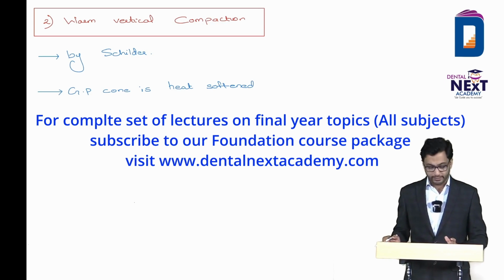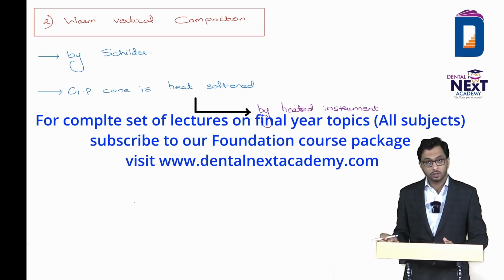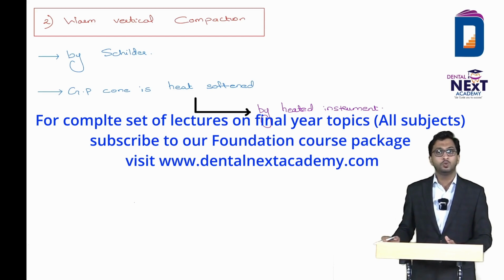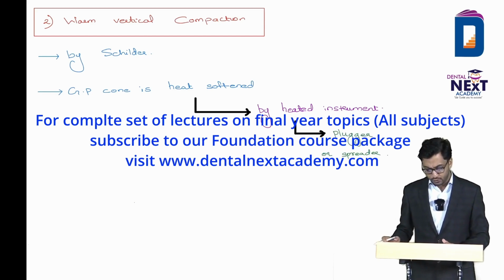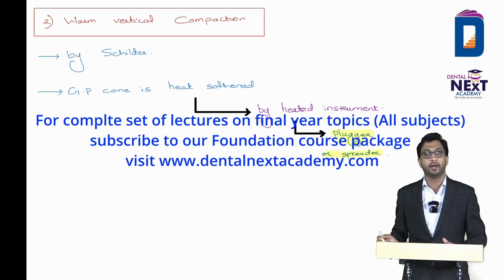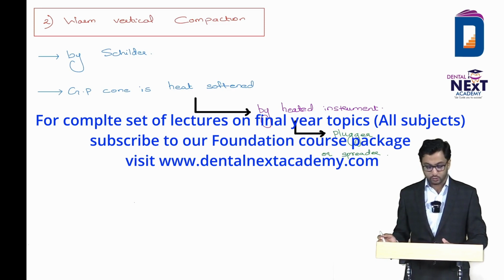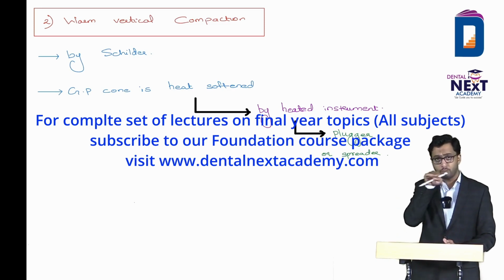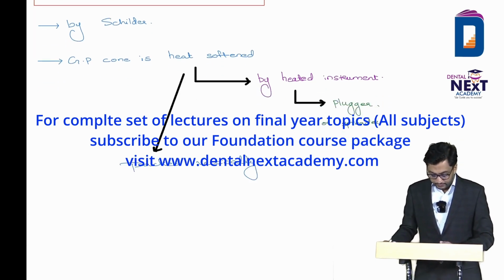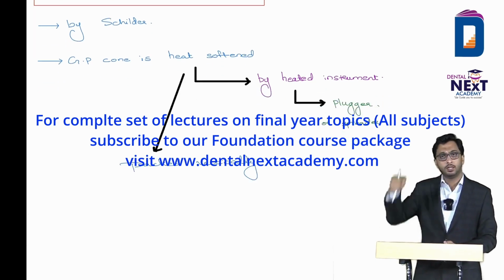Now the GP cone is heat softened here. That is the warm technique, and what we do is use heated instruments. That is an older technique; now you use some devices. What kind of heated instruments do you use? You mostly use a plugger, or you can also use a spreader. The plugger is more commonly used. I'll show you the pluggers, which have a much broader tip. So a plugger or spreader is used, and they are packed vertically.